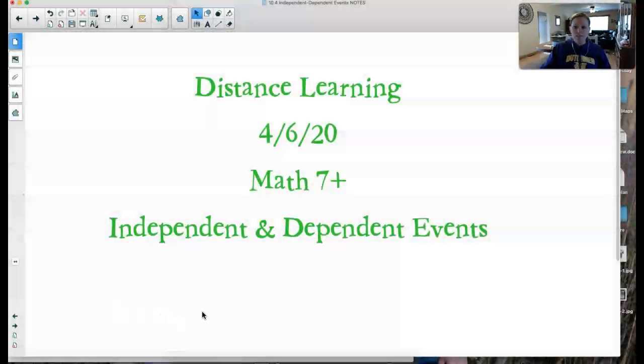All week, we're going to continue learning about probability and a few new topics on probability. So let's go ahead and get started. Today, we are going to learn about independent and dependent events.